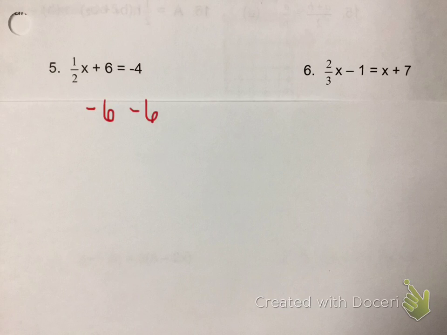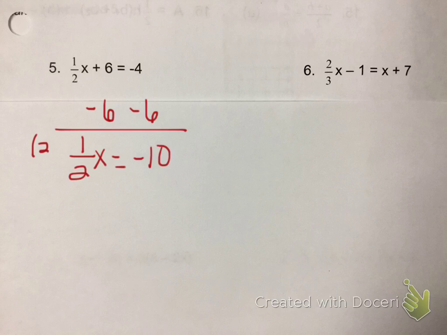Number 5, there is a fraction, but there's only one fraction in front of the x, so it's easier in this problem not to clear your fractions first. So I am going to get 1/2 x by itself, so I'm going to subtract 6 on both sides to get 1/2 x is equal to negative 10. Then I am going to take the reciprocal of 1/2. If you're multiplying a fraction times the x, to get rid of that 1/2, you want to multiply by the reciprocal, which is 2 over 1, or you could just say 2. So multiply both sides by 2, and you get x is equal to negative 20.